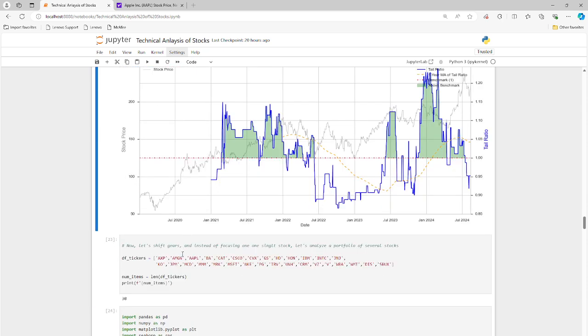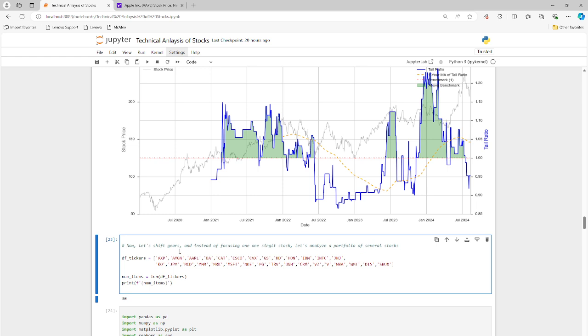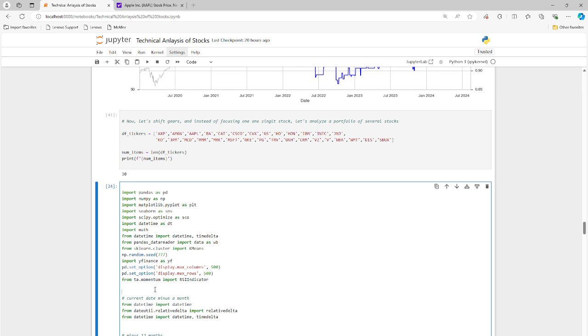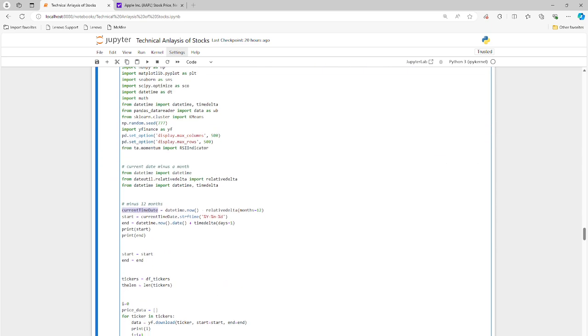Now let's switch gears a little bit. Instead of just looking at one stock, we're going to look at all the components of the Dow 30. We have 30 tickers listed here. Similar to before, we're loading a list of libraries right here. Going back 12 months in time relative to today, we're looking at the current date minus 12. That's going to be our start and end date.